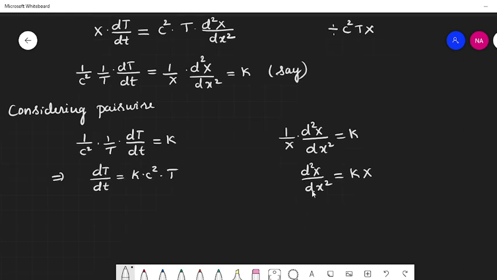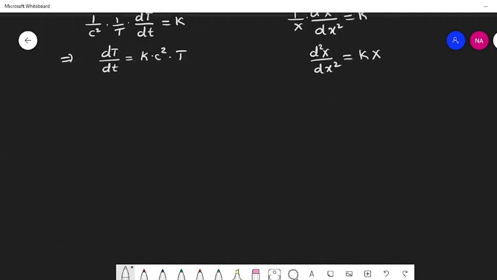Okay, now this will become d capital T by d small t minus k c square T equal to 0. On the other side, d square capital X by d small x square minus kX equal to 0.